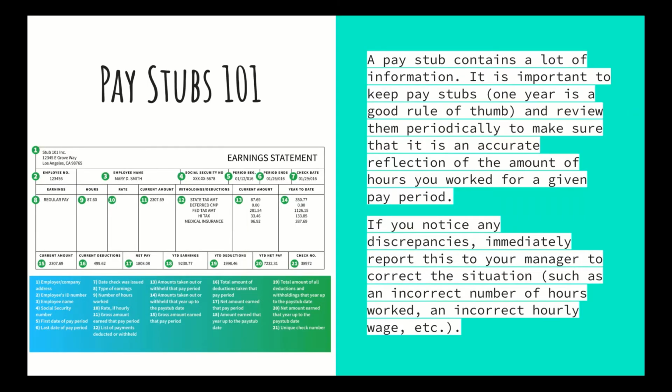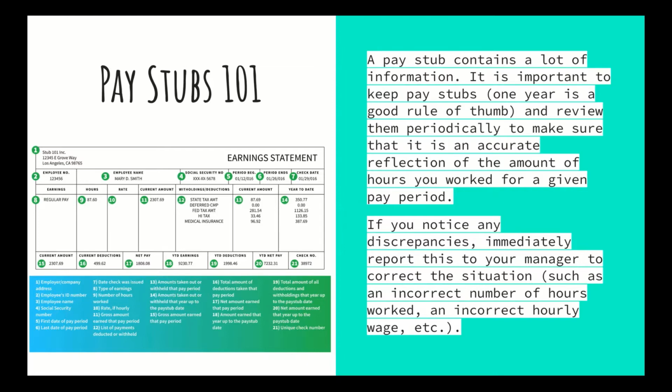All right, so as I said, pay stubs have a lot of information, right? It seems like a lot of words, a lot of numbers. It can feel overwhelming. But it's really important to keep pay stubs. I recommend keeping your pay stub for 1 year as a good rule of thumb and review them periodically, okay? Make sure that it is an accurate reflection of the amount of hours that you worked for a given pay period, that it is an accurate reflection of your hourly wage or your salary. And if you notice any discrepancies or any wrong information or anything that looks incorrect, immediately report this to your manager to correct the situation, okay?